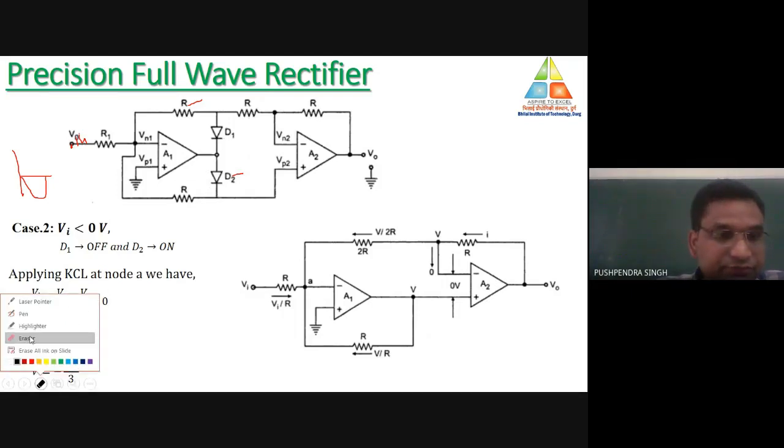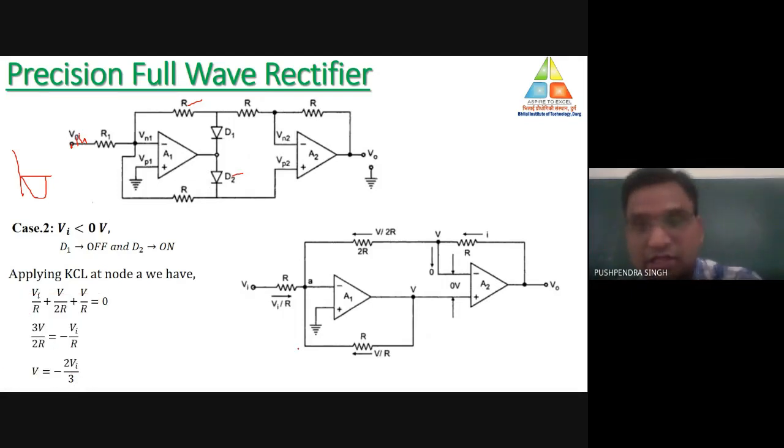Now, we need to calculate the value of output. So for the calculation of output, let me apply one KCL at node A. At node A here, we are applying KCL.